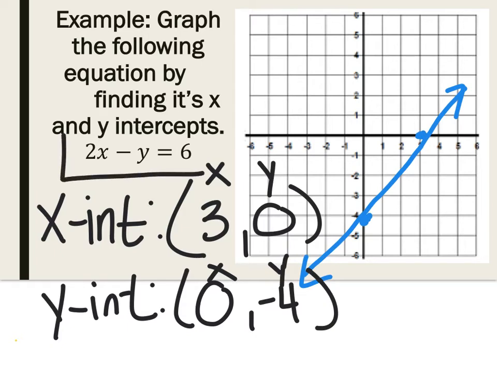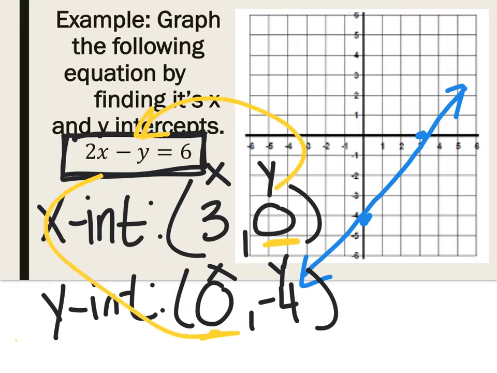So if we're only given an equation, do you see how our x-intercept has y as 0, and our y-intercept has x as 0? To find x-intercepts and y-intercepts, we plug 0 into the equation, which is what we're going to do on the next slide.